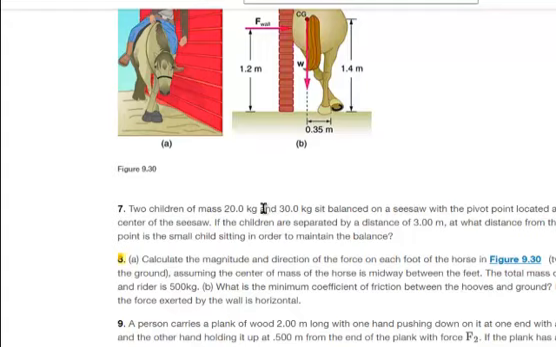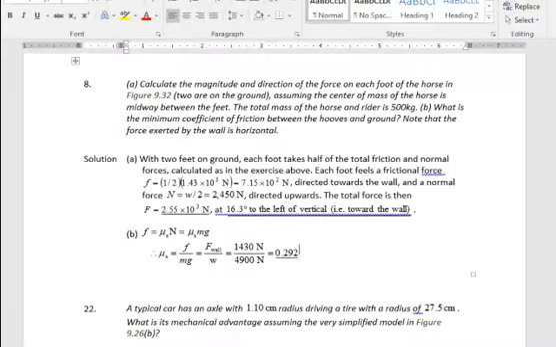So it says to calculate the magnitude and direction of the force in each foot on the horse in that figure, assuming the center of mass and so on, the total mass of the horse. What is the minimum coefficient of friction between the hoofs and the ground? Note that the force exerted by the wall is horizontal. So in the previous problem 6, it computed the force that the wall exerts on the horse to be 1,430 newtons. That's what you see right here.